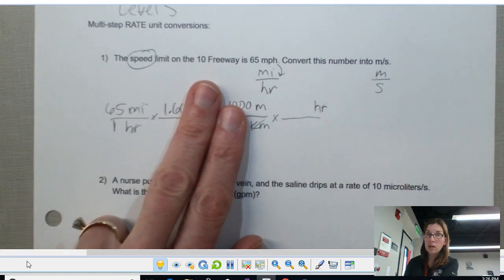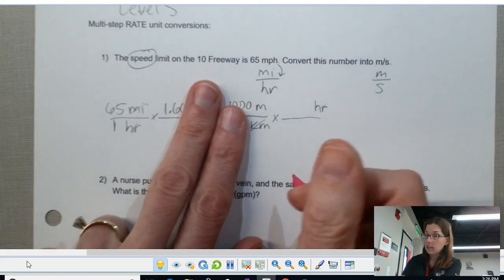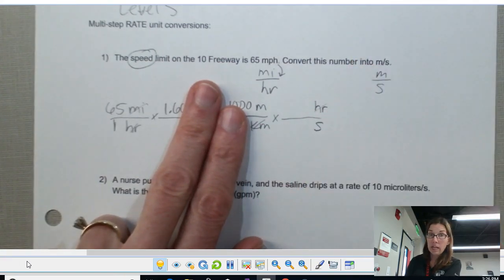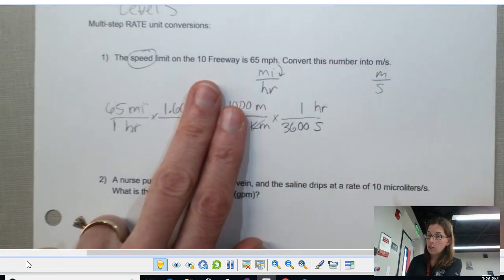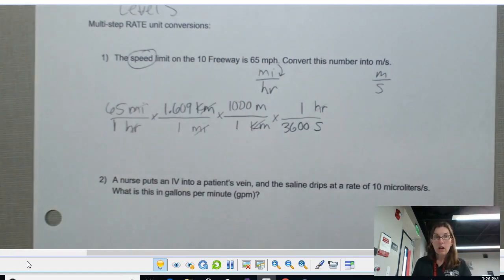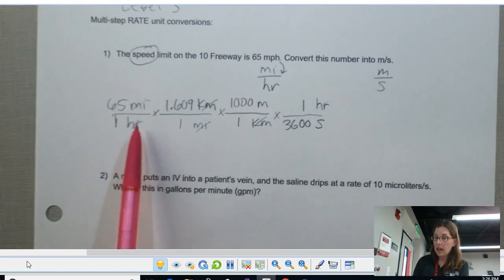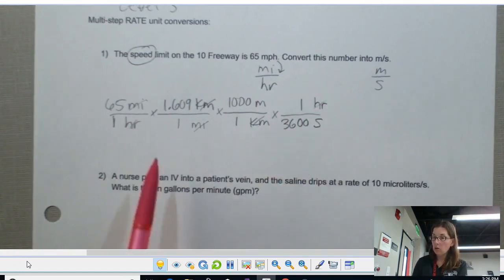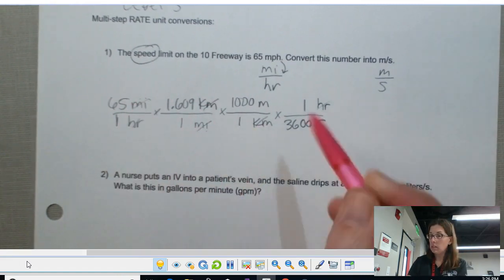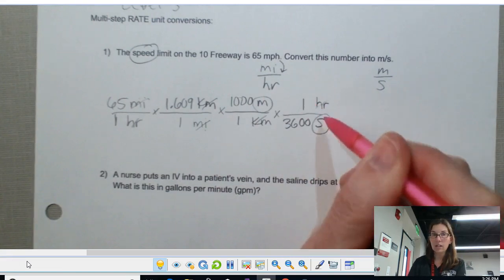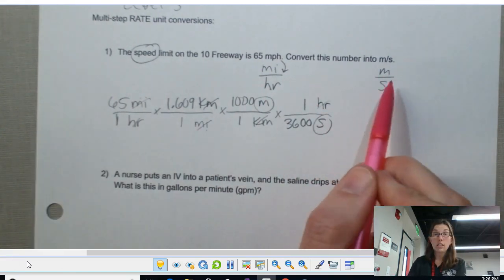Now I want to convert hours into seconds. So I'm going to put seconds on the denominator. And I know that there are 3,600 seconds in 1 hour. So I'm going to do that. Now, when I take my hands away, I can see hours cancels with hours. Those are going away. Miles cancels with miles. Kilometers cancels with kilometers. And I'm left with meters over seconds, which is what units I want my answer to be in.